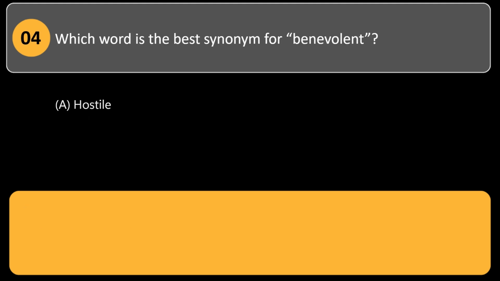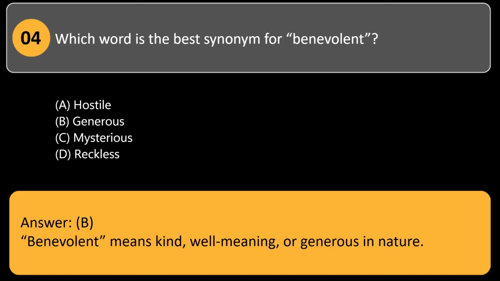Which word is the best synonym for benevolent? A. Hostile. B. Generous. C. Mysterious. D. Reckless. Answer, B. Benevolent means kind, well-meaning, or generous in nature.